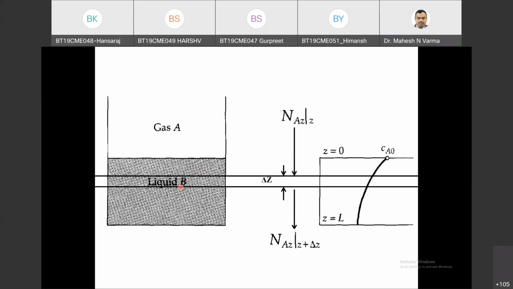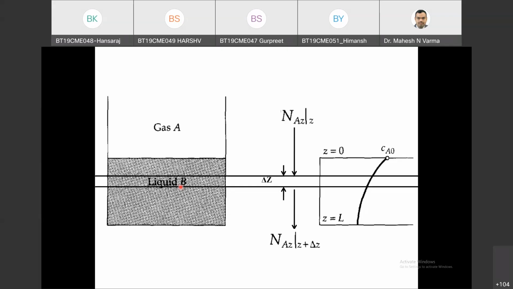But it is nowhere given that the reaction is very, very fast. The reaction is intermediate. It will be controlled by kinetics as well as mass transfer. It is neither controlled only by mass transfer. If the reaction is very, very slow, what will be the concentration of A in the liquid? The maximum at the surface, and it will reduce linearly or non-linearly while moving down.